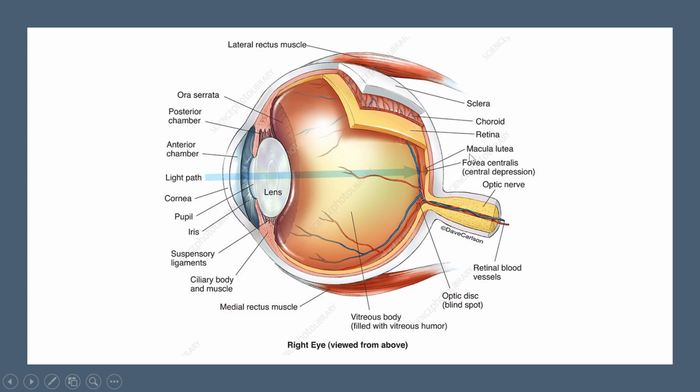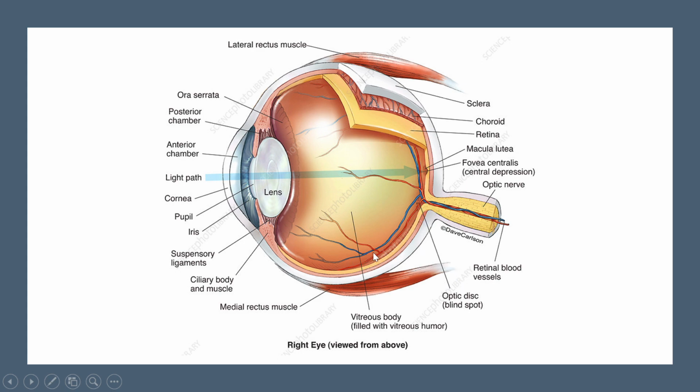Then you can see here there is the macula lutea and fovea centralis. This is the point which gives sharp, detailed central vision. When the light falls here, we can get a sharp image because the concentration of cone cells is higher here.